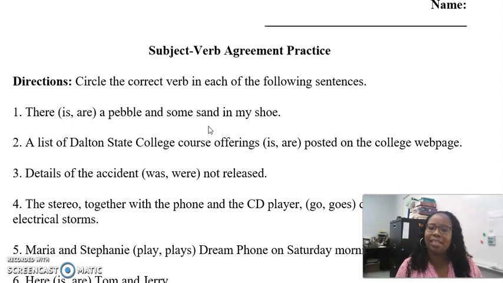A list is one thing, although there are many items on the list, it's still just one thing. And of Dalton State College course offerings, that's all a prepositional phrase, and the subject of a sentence will never be in a prepositional phrase. So then we should choose a list is posted on the website.